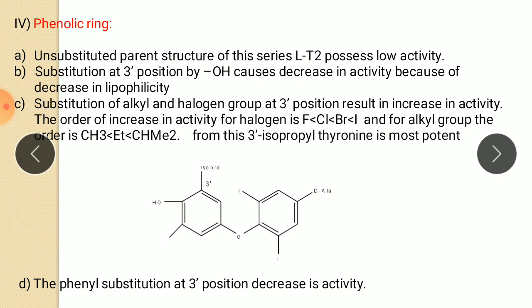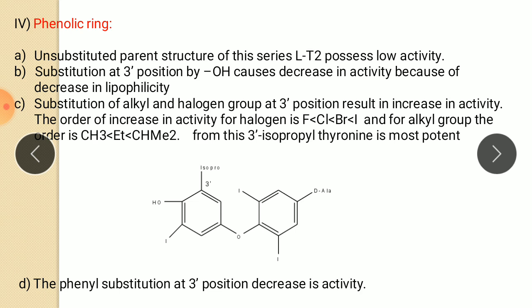Next is the phenolic ring, meaning the outer ring, the outer ring to which the hydroxyl group is attached. So this one is this ring. In that, the first point: the unsubstituted parent structure of this series, that is LT2, possesses low activity. Second point, substitution of the 3' position by a hydroxyl group causes a decrease in activity because of decrease in lipophilicity.